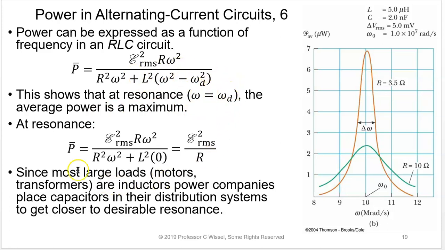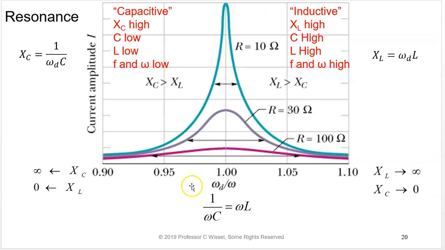So at resonance, you wind up with power equals ERMS squared times R times omega squared divided by R squared omega squared. And of course, this term is 0. One of these omega squared cancels out, and we lose one of the R's. So then we wind up with power as ERMS squared divided by R. Now, most large loads, motors and transformers are inductors. Power companies place capacitors in their distribution system for maximum power transmission. You want resonance. And power companies are always trying to achieve resonance.